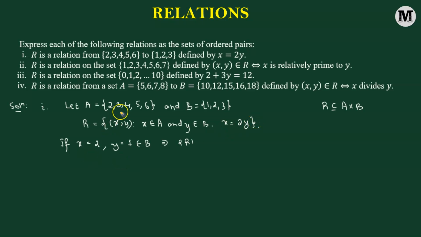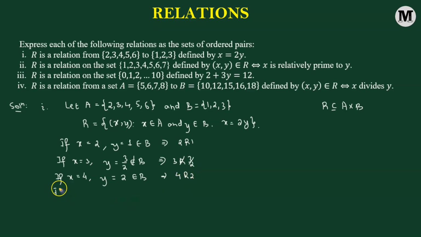Next, if we choose x equals 3, then y becomes 3 over 2, which does not belong to the set B. That simply tells us that 3 is not related to 3 over 2. Okay, if we choose x to be equal to 4, then the corresponding y value will be 2. 2 belongs to the set B, which means now we have a relation 4R2.